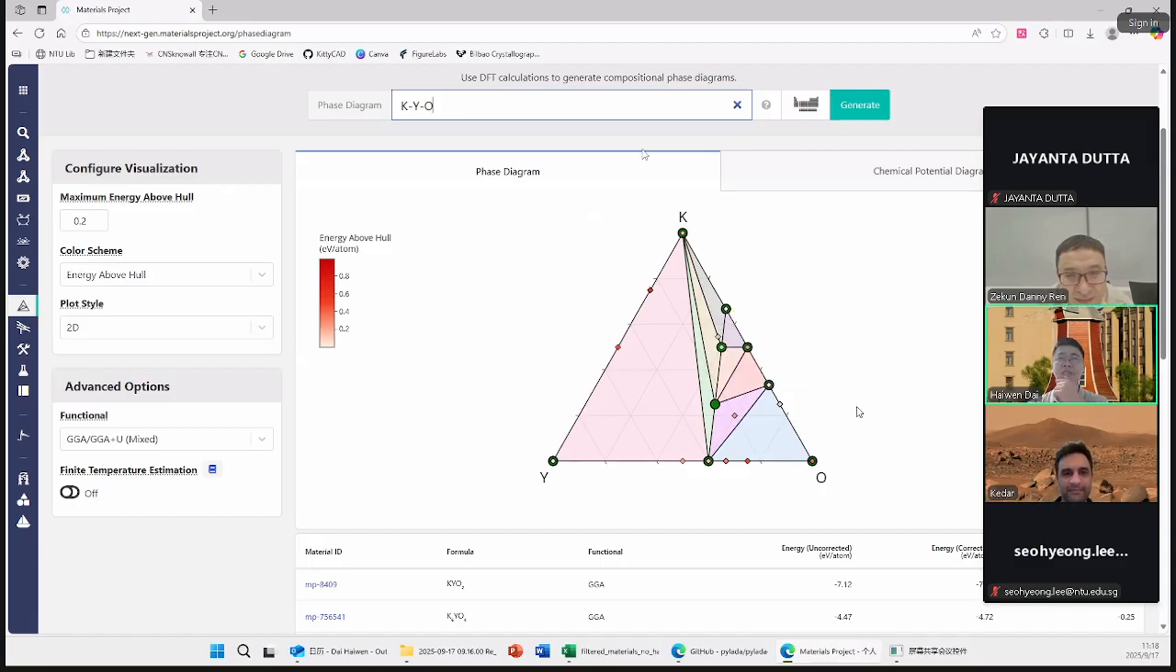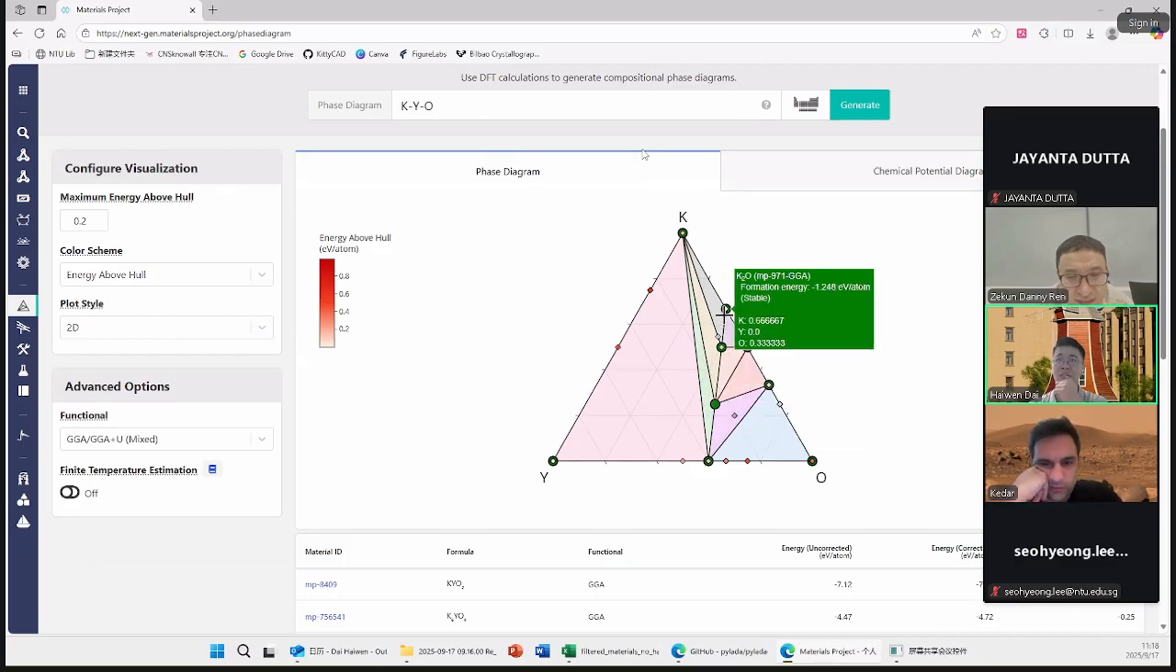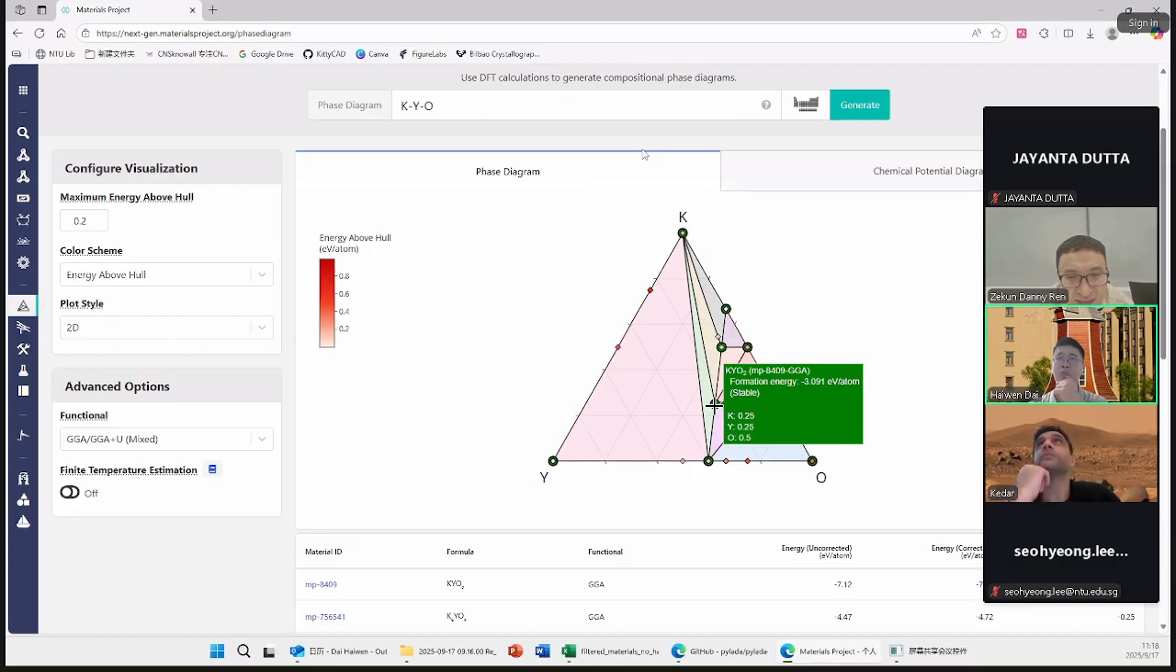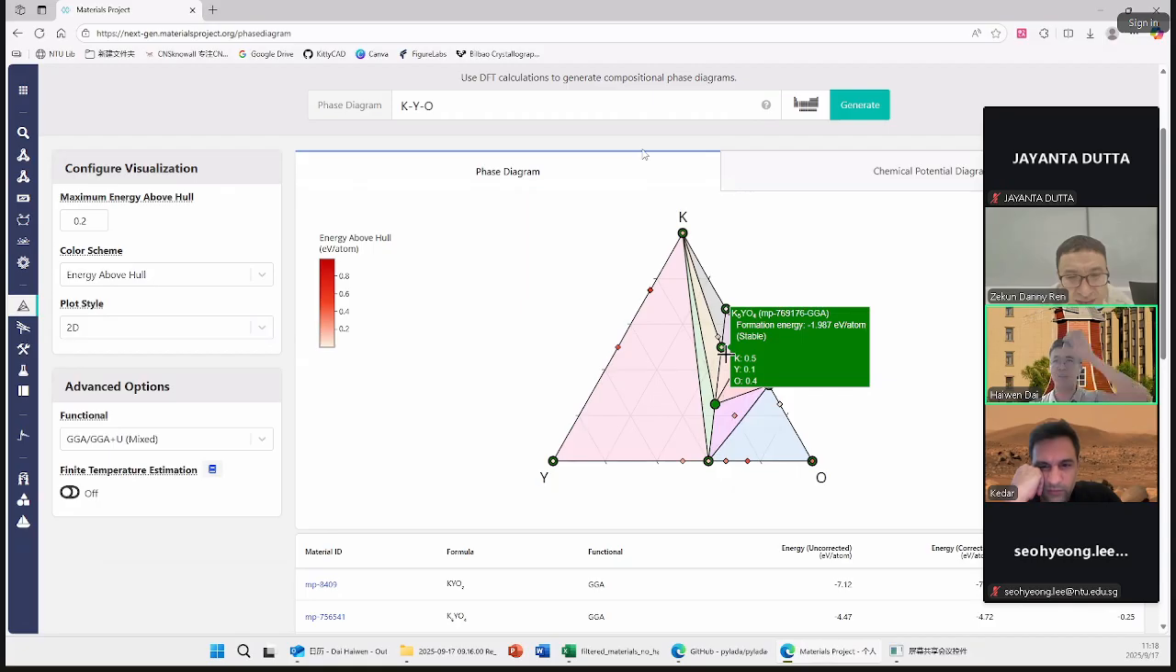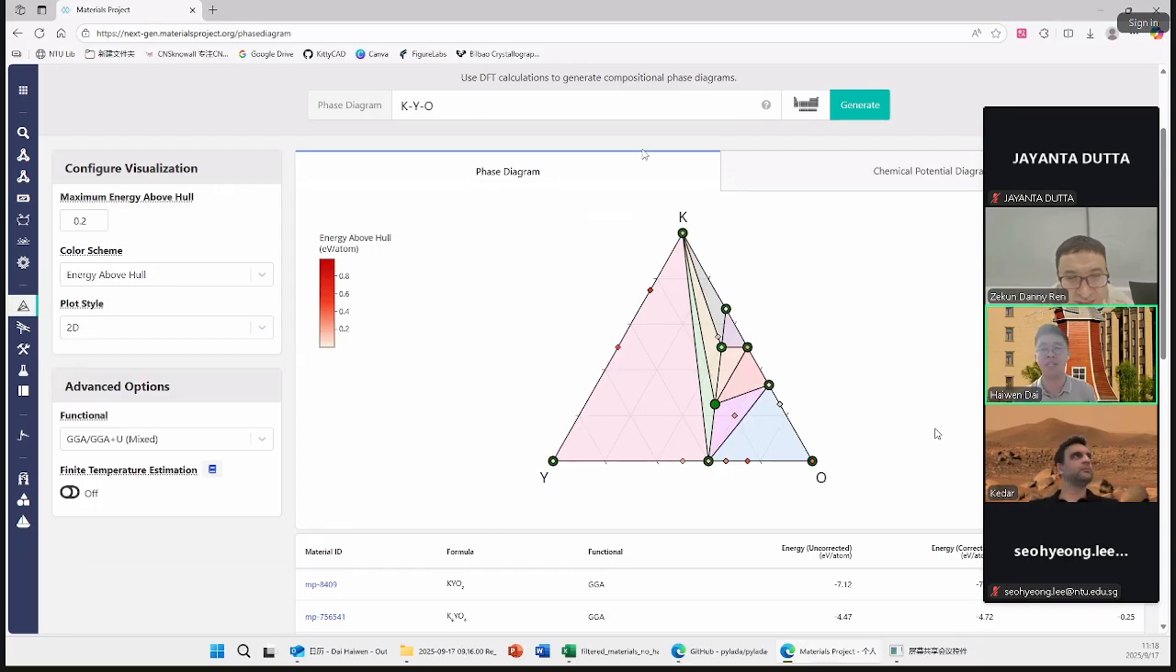And not just this. The reason I'm not super keen on this compound is that although you see it's on the hull surface, if I use this dot and this dot, basically K2O and KYO2, and assume they form the hull surface, this point is only about tens of meV below the hull. So it's very shallow in the hull. You got what I mean, right? Yes. Some compounds are on the hull, but not necessarily easy to access kinetically.